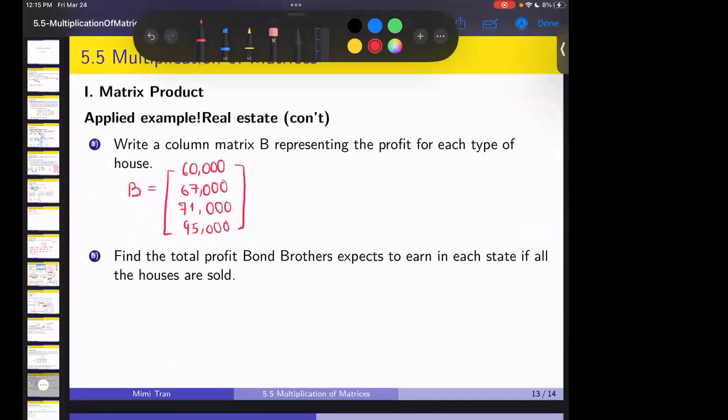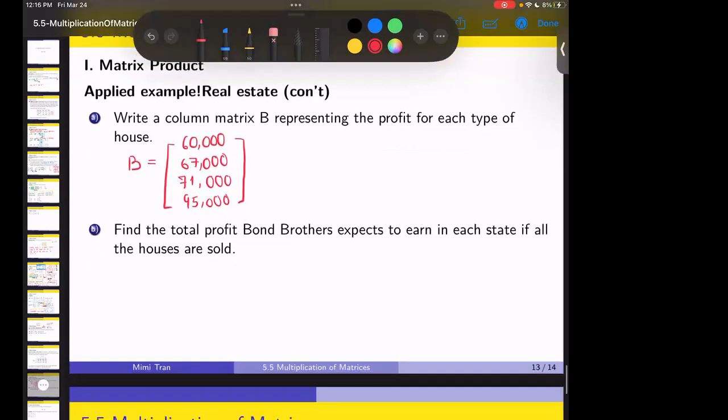Part B, find the total profit Bond Brothers expects to earn in each state if all houses are sold. So this one is what? Dot products. Remember you did the Costco examples, right? But I don't want to do that again. I want to use math, it's faster.